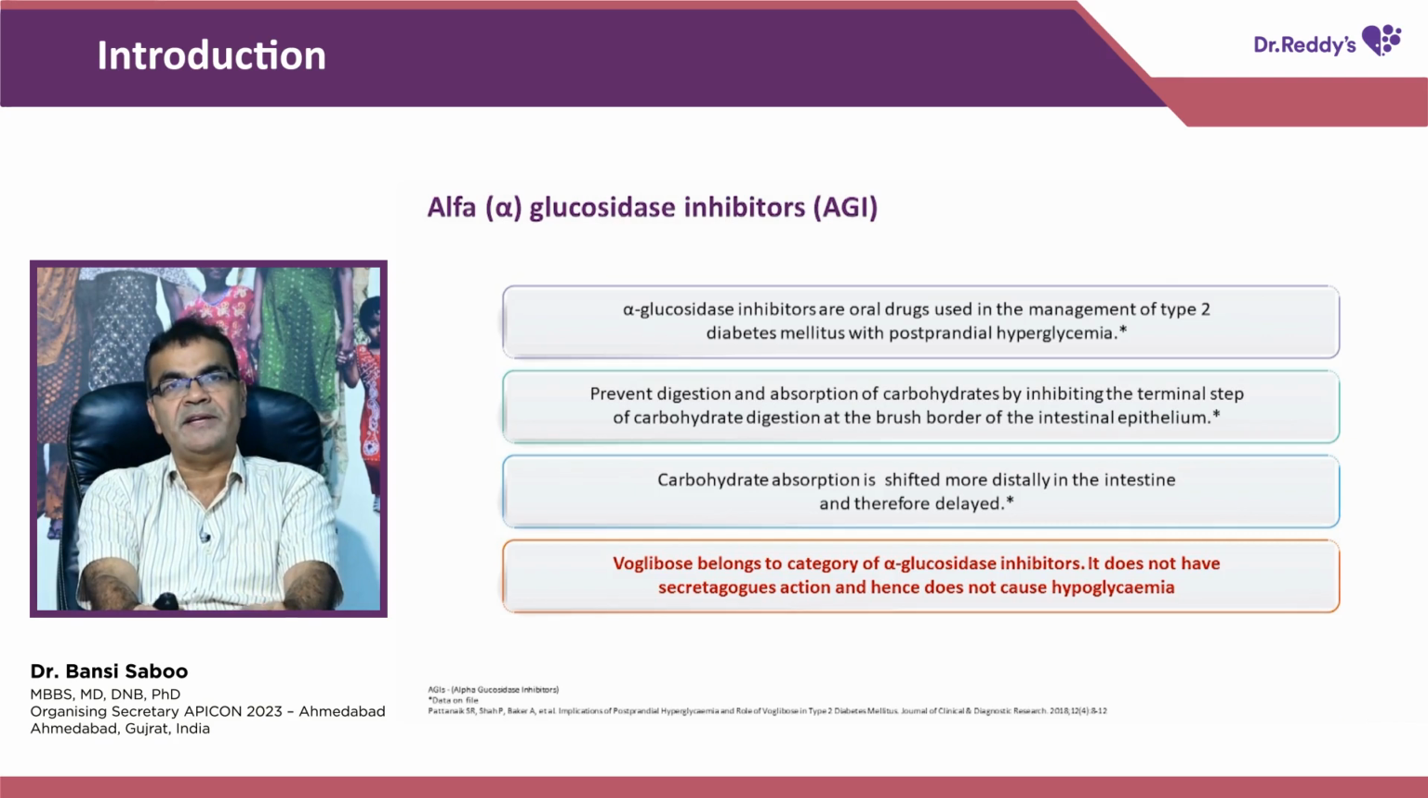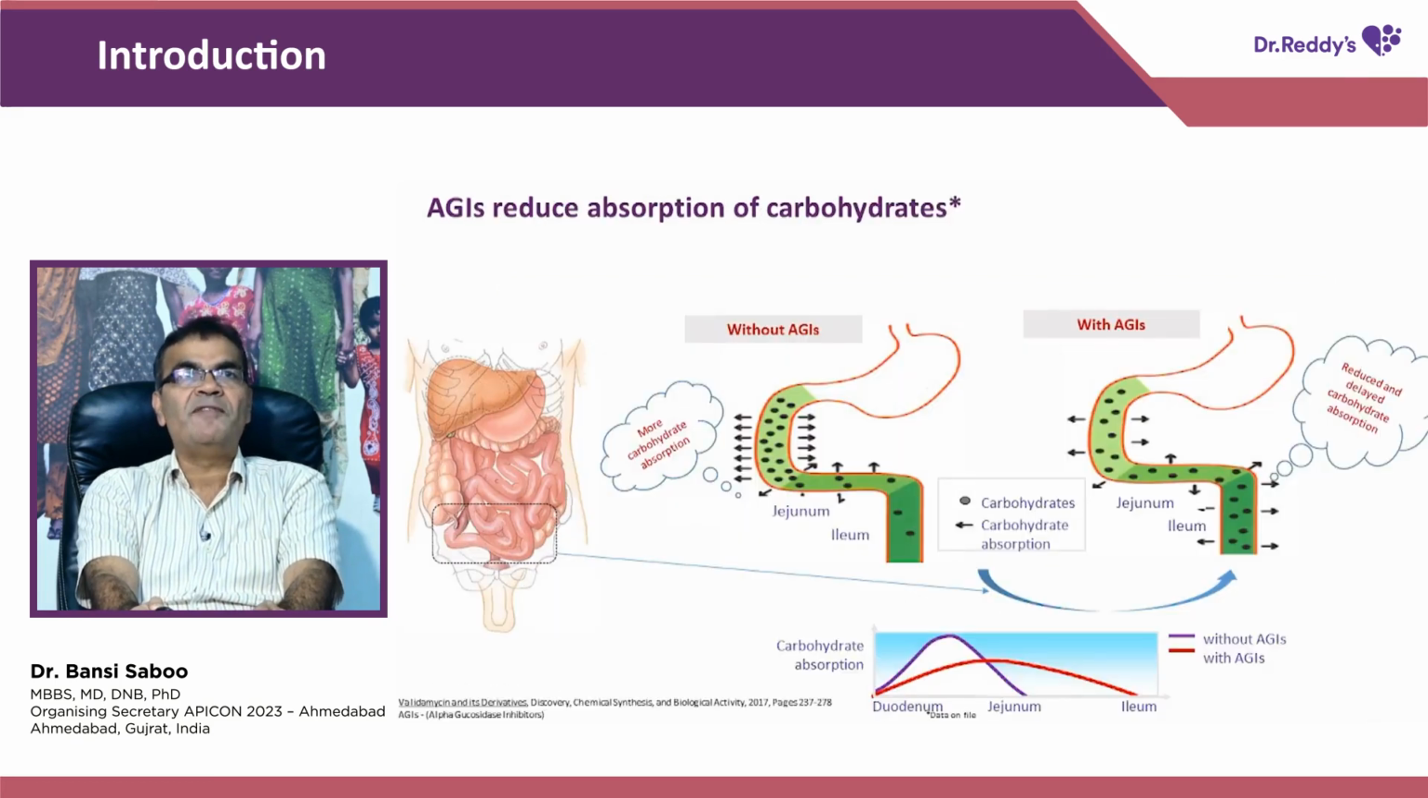And here we have in India two molecules, acarbose and voglibose. Voglibose, which I will be talking about, belongs to the category of alpha glucosidase inhibitor. It does not have any secretagogue action and does not cause any hypoglycemia, because it has nothing to do with the pancreatic beta cells. So, alpha glucosidase inhibitor does not lead to any sort of hypoglycemia. Alpha glucosidase inhibitor reduces the absorption of carbohydrate.